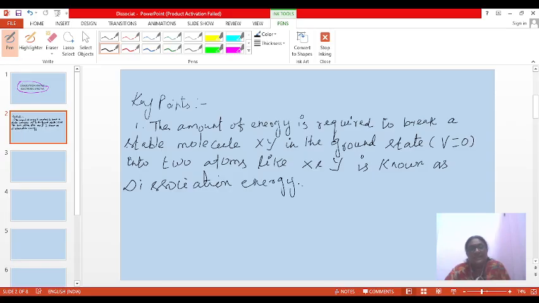So consider an X and Y molecule. We are putting in some kind of energy for the ground state of X and Y. After the absorption of light or any kind of external energy, the molecule breaks down to form X and Y. This is the dissociation energy. We are going to put the symbol as T0. This is point number 1.